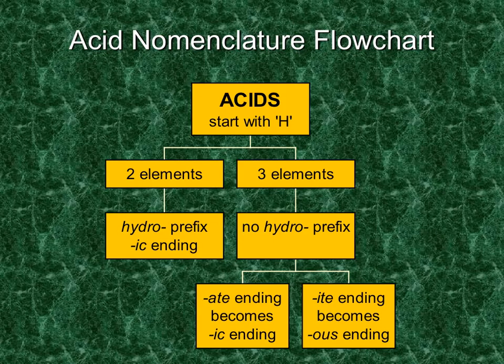So to summarize the rules for naming acids, if you have two elements, if it's binary, always use the prefix hydro and have it end in -ic. If it is ternary or an oxy acid, no hydro prefix, and you have to remember that he ate ick and got stomachitis.